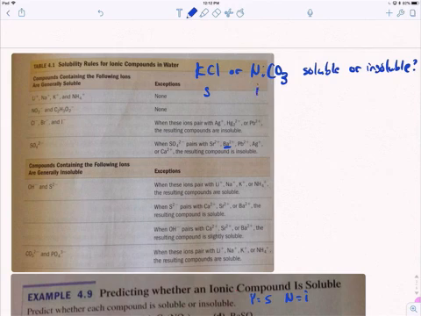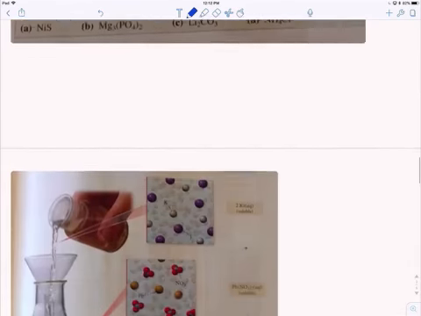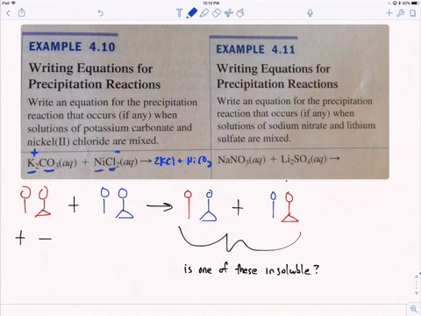Is everyone following my logic there? Anybody have any questions so far? Okay. So now we do in fact have a precipitate here.